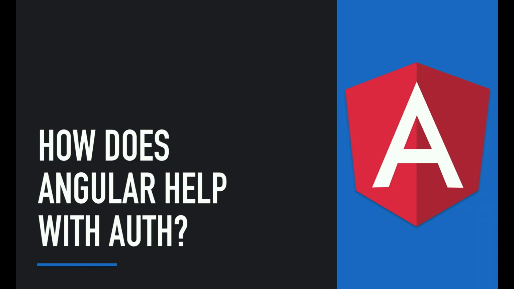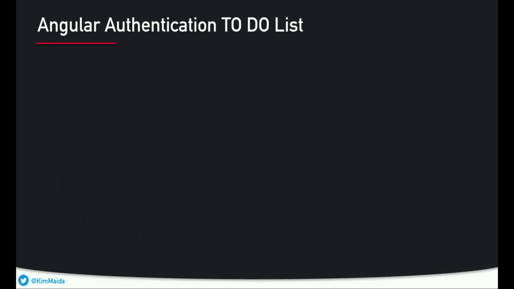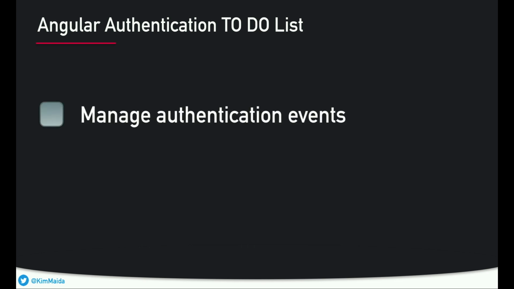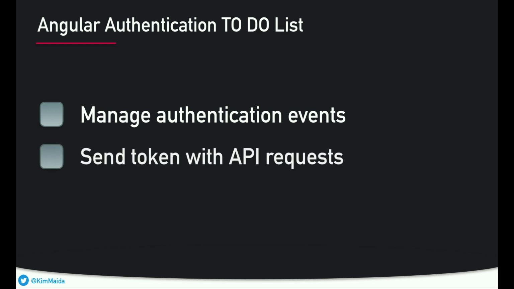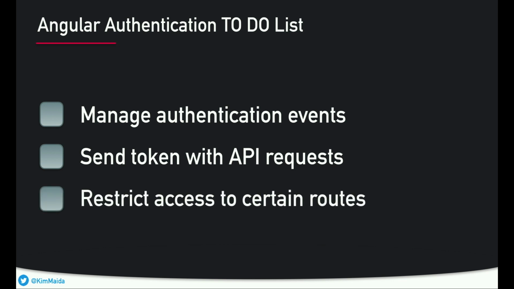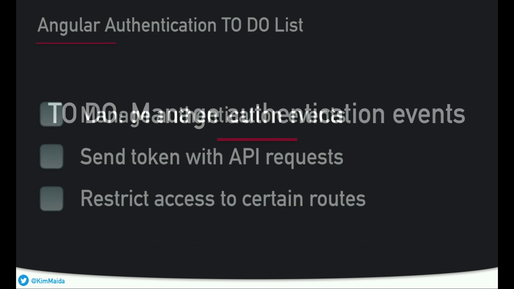So that brings me to the next half of my talk, which is how does Angular help us with authentication? What tools does Angular have as a platform and features that help us to secure our apps? Well, I'm going to do this by making a little bit of a to-do list here. One thing we want to be able to do is elegantly manage authentication events, for example, token availability or the login status of the user. We want to be able to send the token to the API with API requests. And then finally, we want to be able to restrict access to certain routes.